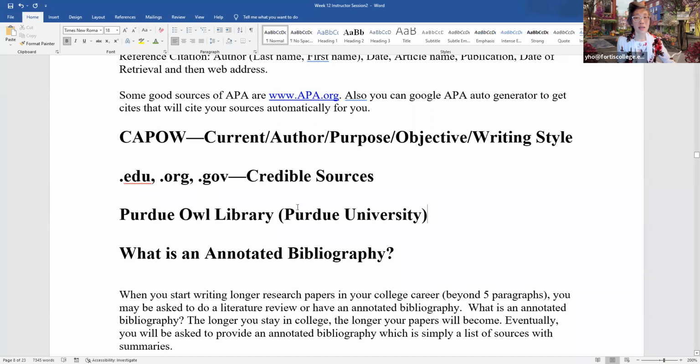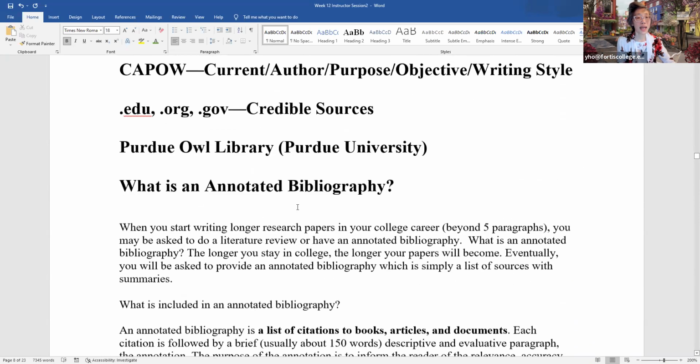Anyway, then Anil asked me, what is an annotated bibliography? How is that different from references? As you go longer and longer in college, and your classes become more and more advanced, you're going to be asked to write longer and longer papers. So instead of just having your reference list, you're going to have a reference list with summaries. An annotated bibliography is simply a reference list with summaries.